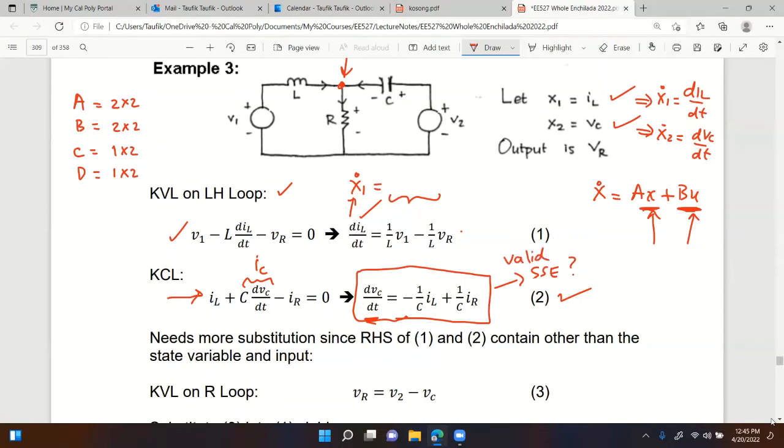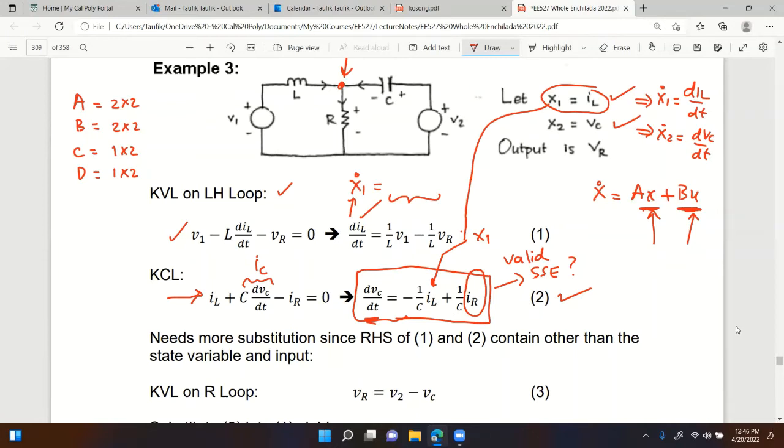The answer is no. Very good. Why not? Which one causes the problem here? IR. Very good. IL is fine, right? IL is our x2, x1. See that? So IL is fine. And we want x and u on the right-hand side, right? x is right there, so that's good. But IR is neither x nor u. So therefore, this is not good. So we need to work more on these two equations.